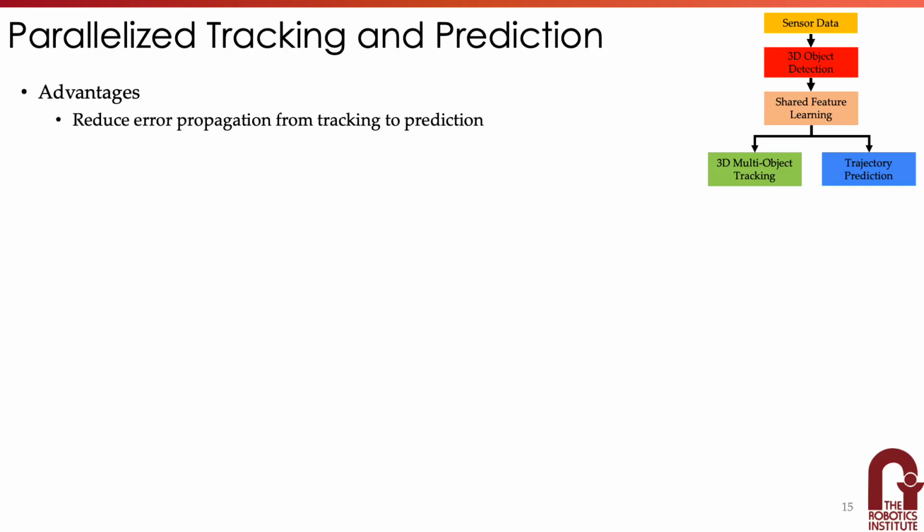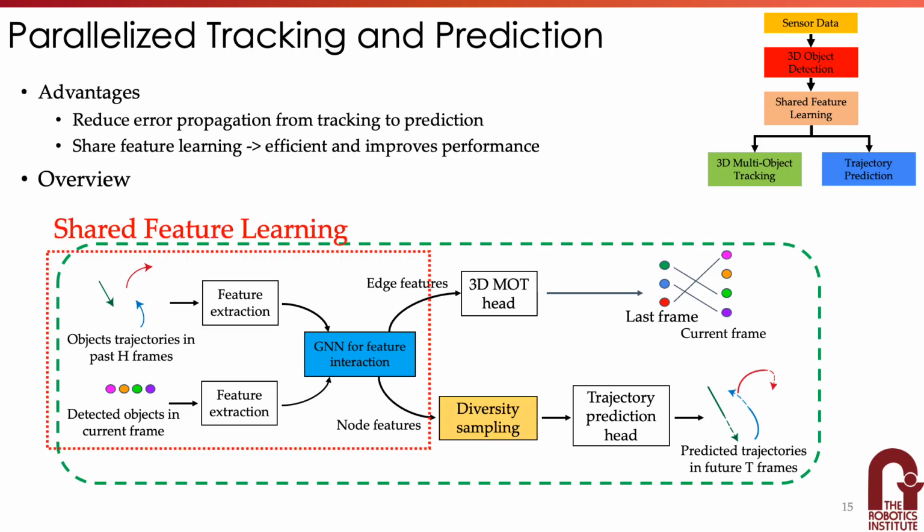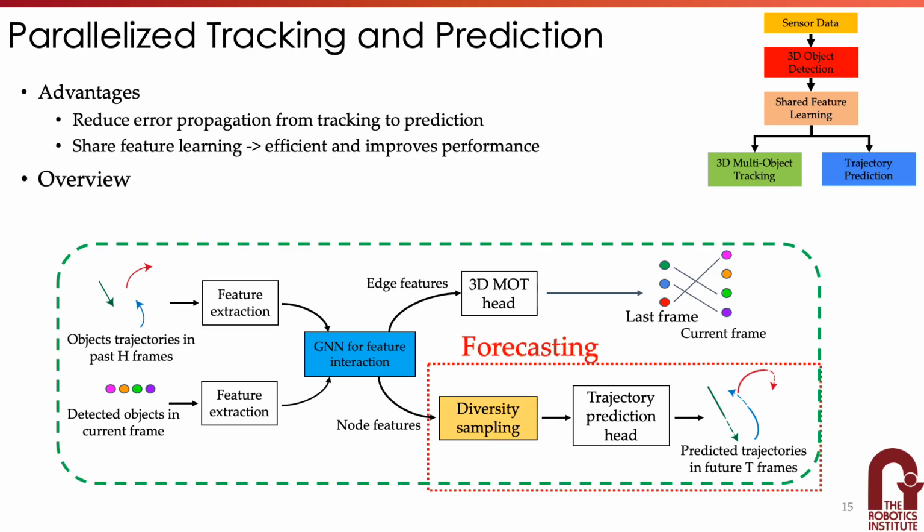Because tracking and prediction are in parallel, association error in tracking will not be explicitly propagated to the prediction module. Also, because the feature learning process is shared, the whole pipeline is also more efficient and can learn more discriminative features that improve both tracking and prediction. Here we show an overview of our pipeline, which contains 3 modules: shared feature learning, 3D multi-object tracking, and trajectory prediction.